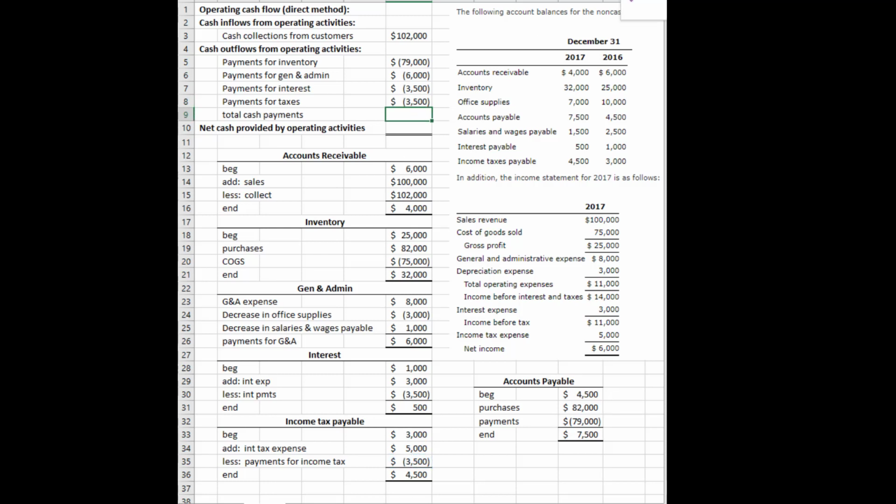All right, so then just math, add up your payments here, and then your net cash flow is your inflow from customers, less all those payments to the various vendors.